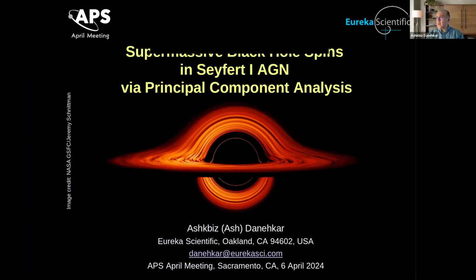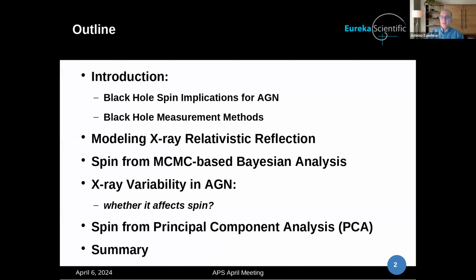Hello, my name is Ashkbiz Danehkar. I'm a research scientist at Eureka Scientific, and my research is about measurement of spin of supermassive black holes in Seyfert 1 AGNs. I recently used principal component analysis to evaluate whether X-ray variability has any effect on spin measurements. This is the outline of my talk.